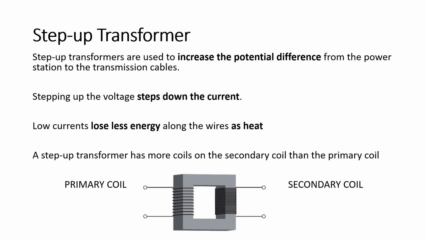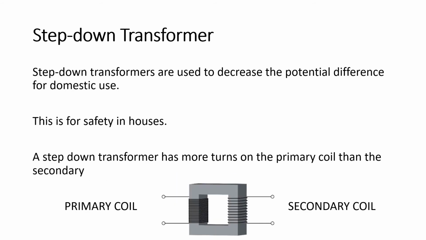A step-up transformer increases the potential difference from the power station to the transmission cables. Stepping up the voltage steps down or reduces the current, and this means that it can lose less energy along the wires as heat. A step-up transformer has more coils on the secondary coil than on the primary coil. A step-down transformer decreases the potential difference for domestic use. This is used for safety in houses, as a high voltage could damage appliances and cause fires. A step-down transformer has more turns on the primary coil than on the secondary coil.